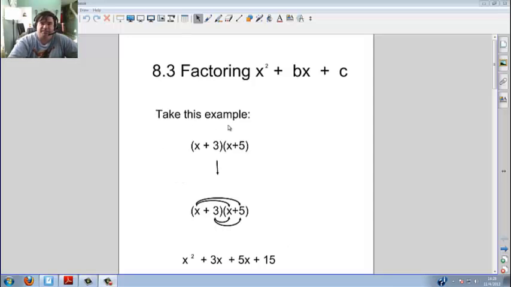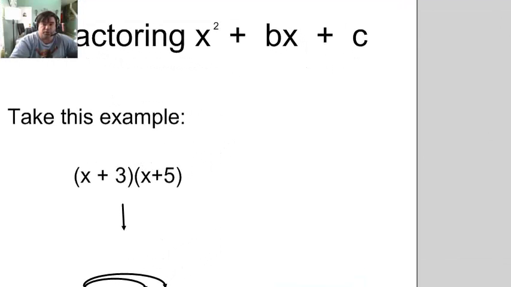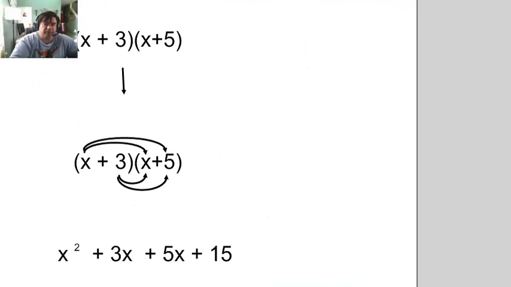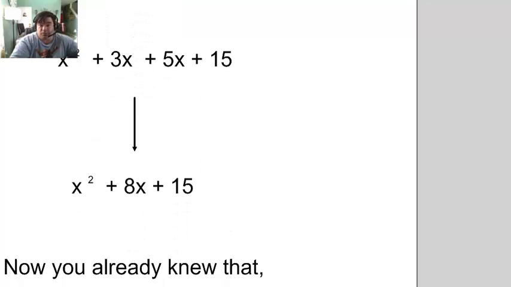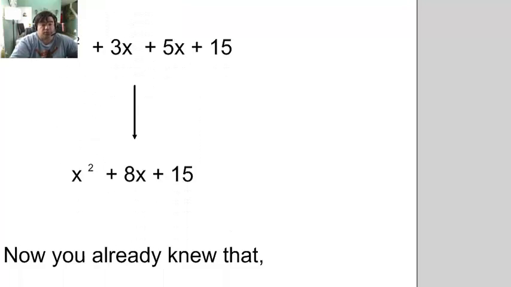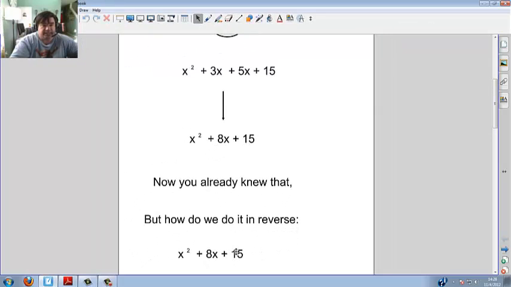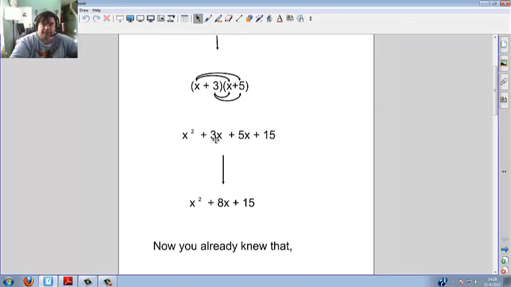Alright, take this example. X plus 3 times x plus 5. Well, remember x times x and x times 5, and 3 times x and 3 times 5. No mystery there. We add these two up in the middle and make 8x. So that's your finished product. Now you already knew that, but how do we do it in reverse? How do we take this and make it this?